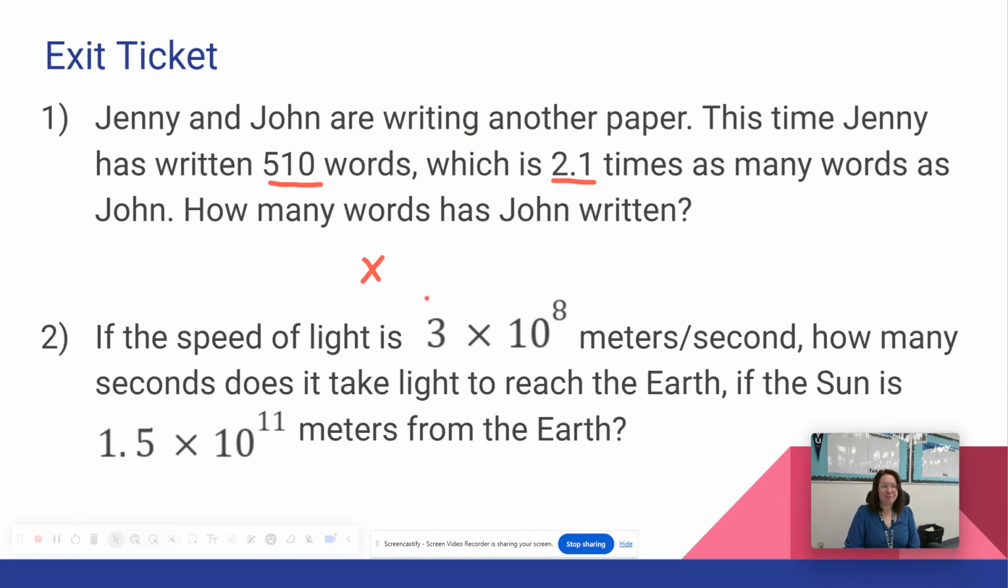This times that. If the speed of light is this, I'm sure I looked that up. How many seconds does it take the light to reach the Earth if the sun is that many meters from Earth? Well, it can go this far every single second. So we need to take this distance and split it up into these. So split up means divide. So we'll take our distance divided by our speed, and that'll tell us how long it takes it to reach the Earth.